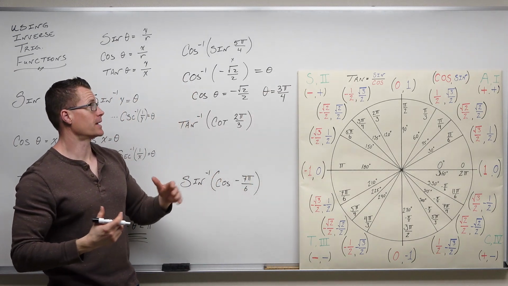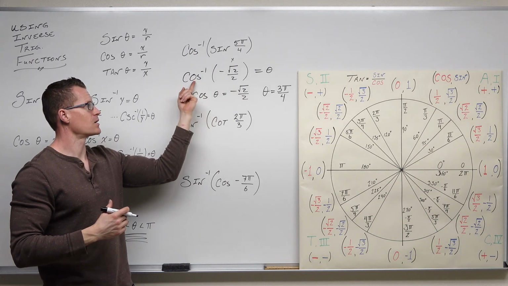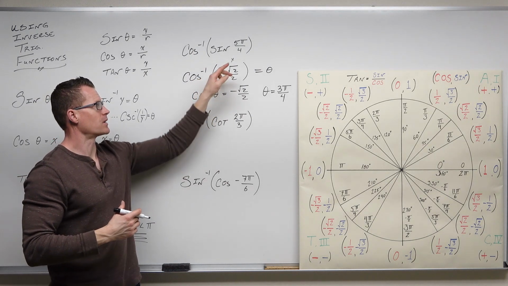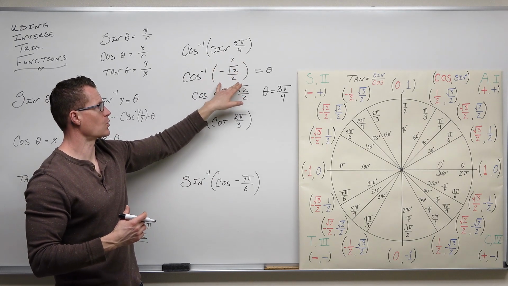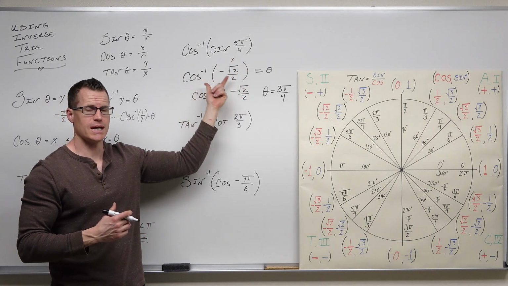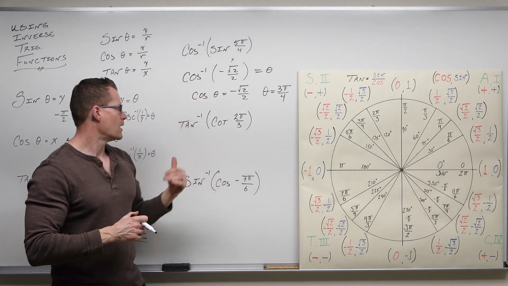And that's really about it. So this is going to give you a coordinate, and then this asks what angle creates that coordinate for you on the appropriate part of that unit circle. How about the next one?